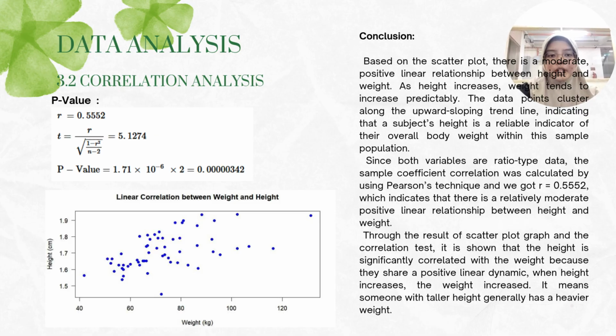Through the result of the scatter plot graph and the correlation test, we got that the p-value is less than the significance level, which is 0.05. So we reject the null hypothesis. It is shown that height is significantly correlated with weight because they share a positive linear dynamic. When height increases, the weight increases. It means someone with taller height generally has a heavier weight.